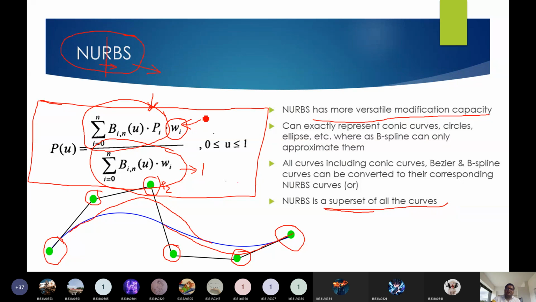Using this form, you can derive B-spline, Bezier curve, Hermite cubic spline, any kind of curve. You can also prepare analytical curves like conic sections, ellipse, and parabola using a simple NURBS curve. Okay, with this I am concluding today's session.